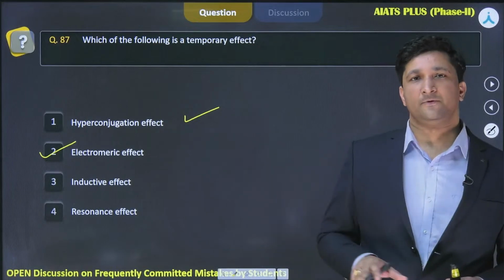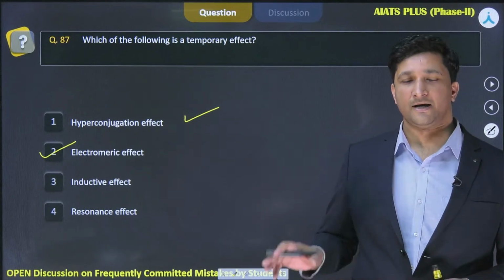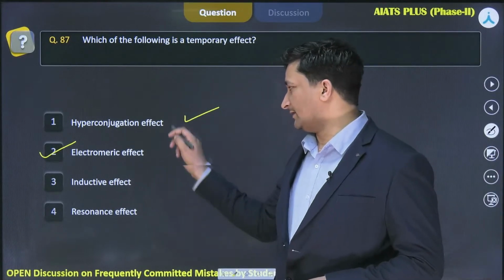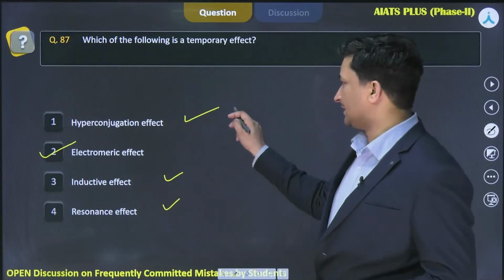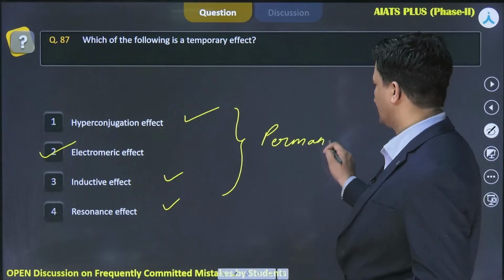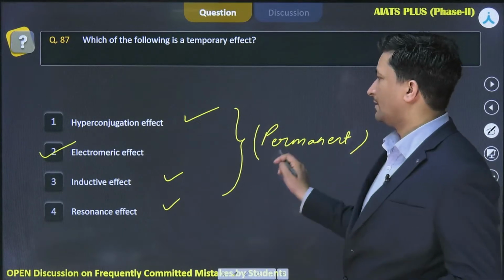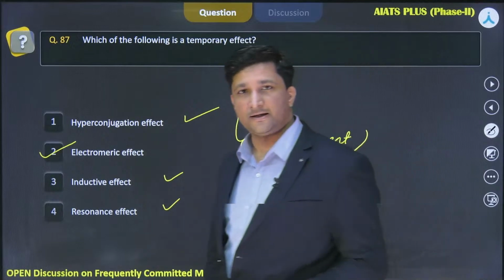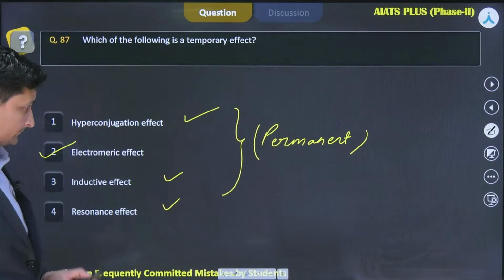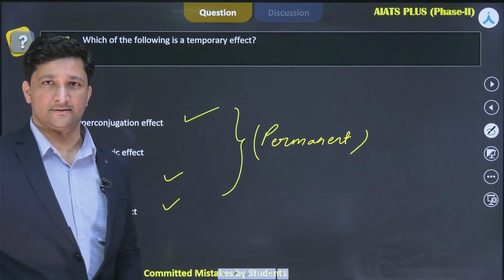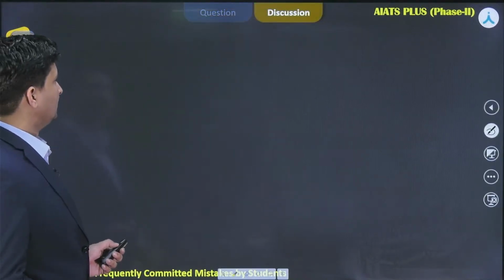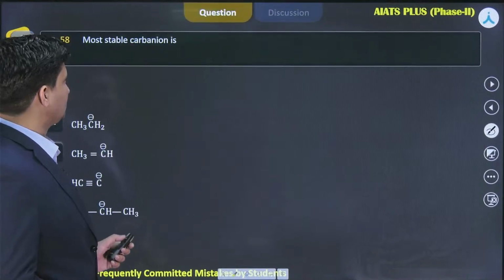Then different types of resonance are possible, plus R, minus R. You all have studied this. So this is also a permanent effect. So these three are basically permanent, and the second one is the temporary effect. Is this clear to all of you? In detail I will explain some other time. Now let's proceed to the next question.